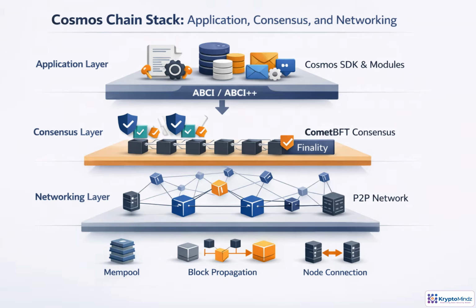A Cosmos chain is easier to understand when you separate responsibilities. The networking layer keeps nodes connected, gossips transactions, and propagates blocks. CometBFT is where validators agree on the next block and give it finality. The Cosmos SDK application defines what those transactions actually mean: messages, modules, state changes, and business rules. ABCI and the newer ABCI++ form the contract between consensus and application, so each layer can evolve without mixing concerns.